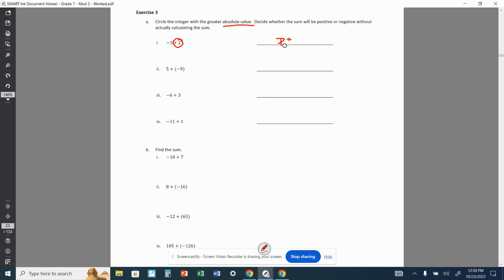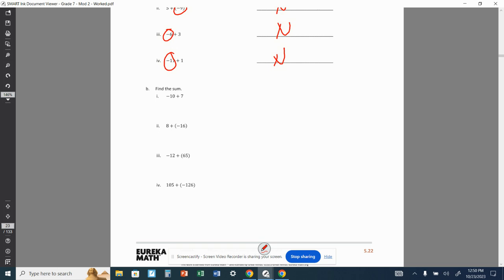I guess I should do that in black since I've been doing all the negatives in red. Sorry about that. So I see a bigger number here, it's positive. I see a bigger number here, it's negative. I see a bigger number here, it's negative. I see a bigger number here, it's negative. So all of them are negative except for that top one.